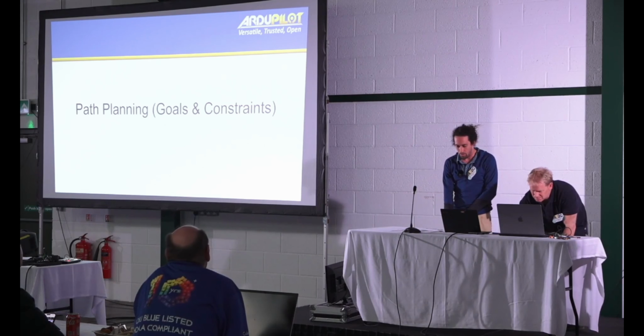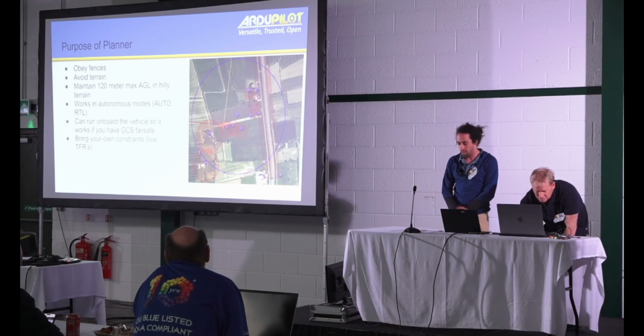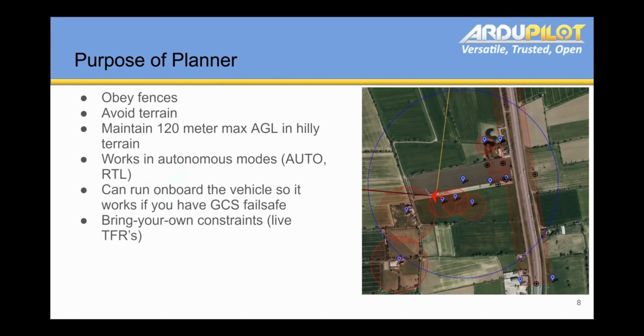All right, so what I've been working on with Rhys for the past couple of years with regards to path planning is this high-level goal: we want to obey fences in ArduPilot, or any autopilot for that matter. We want to avoid terrain, and we also want to be able to respect max AGL constraints that are frequently required by regulations. We'd like it to work in autonomous modes, but also RTL to get home. And we want it to run onboard the vehicle, so if you have a GCS failsafe, your vehicle doesn't rely on the ground station to find its way back.